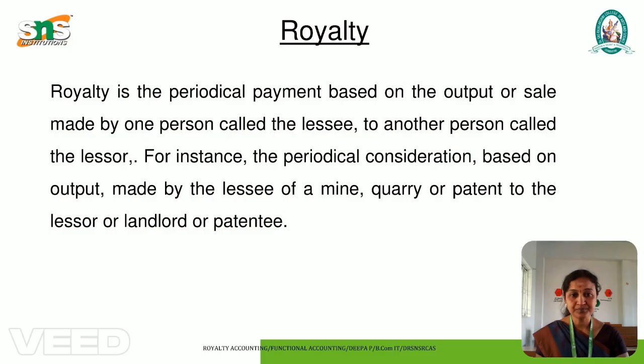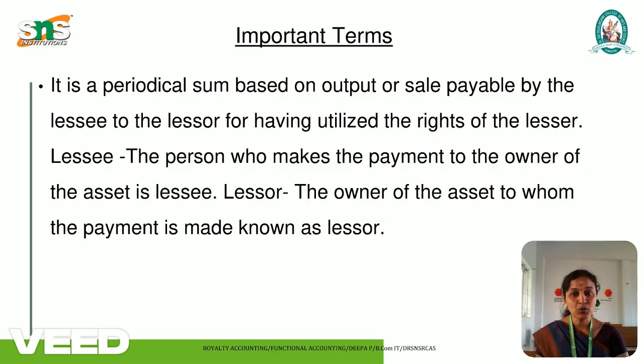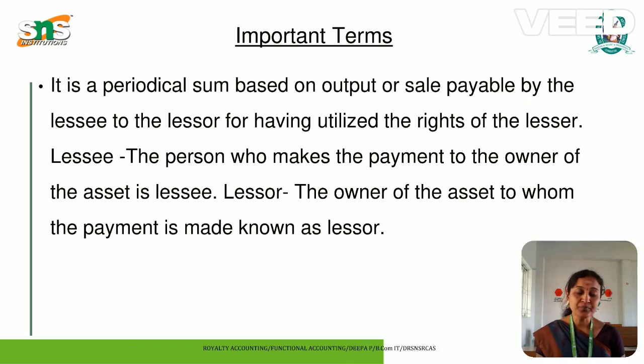Next one is important terms. Important terms in the royalty account: first one is lessor. Lessor is the owner of the asset to whom the payment is made by another person. A person who receives the payment for usage of his assets is known as the lessor.